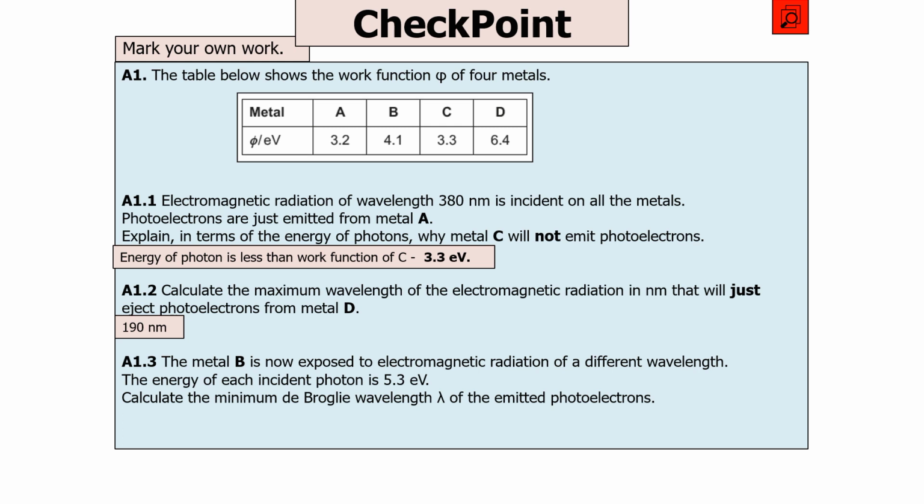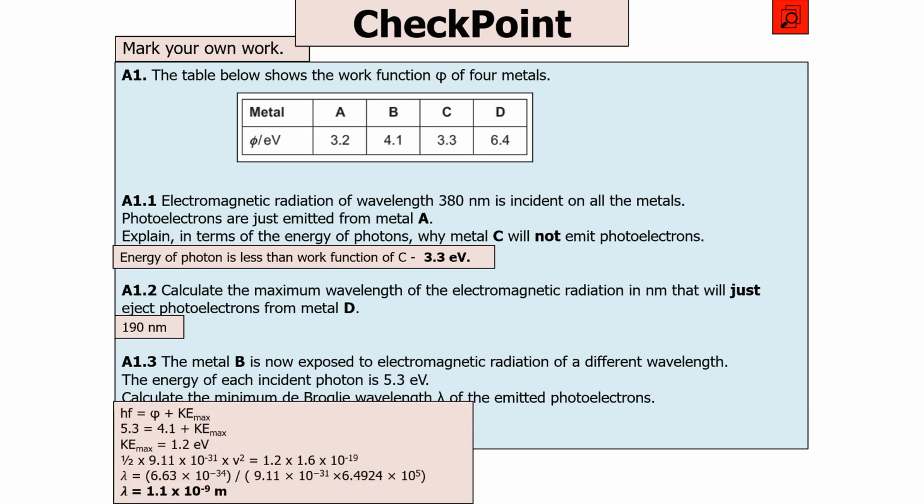Now, we can see here that we know that the kinetic energy is going to be the total energy, which is 5.3, minus the work function, which from the table is 4.1, so therefore overall is 1.2 eV. So we can therefore work out what the velocity is going to be by then popping it into the kinetic energy equation. But remember, we convert the 1.2 eV into joules by times it by 1.6 times 10 to the minus 19. So we work it all through, and lambda is 1.1 times 10 to the minus 19 meters.